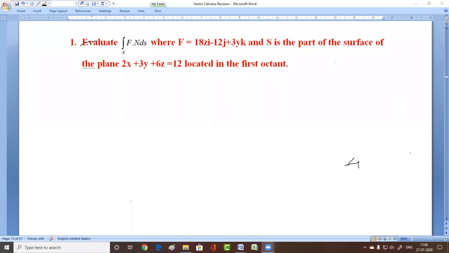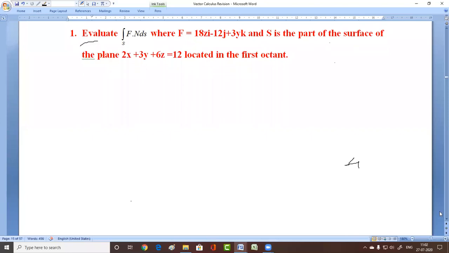Now I will explain how to find the surface integrals. Now question, listen carefully. Evaluate integral f dot n dS where f equals 18z i minus 12 j plus 3y k and S is the part of the surface of the plane 2x plus 3y plus 6z equals 12 located in the first octant. Here we should know a few important points.